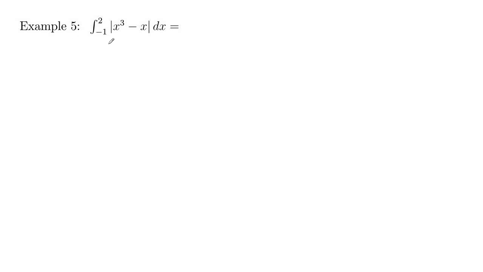So here in example 5, we got this a little bit unusual. We got absolute value of x cubed minus x. Now, if the absolute values were not there, we would know just what to do with this. It'd just be power rule. Well, remember what absolute value means.